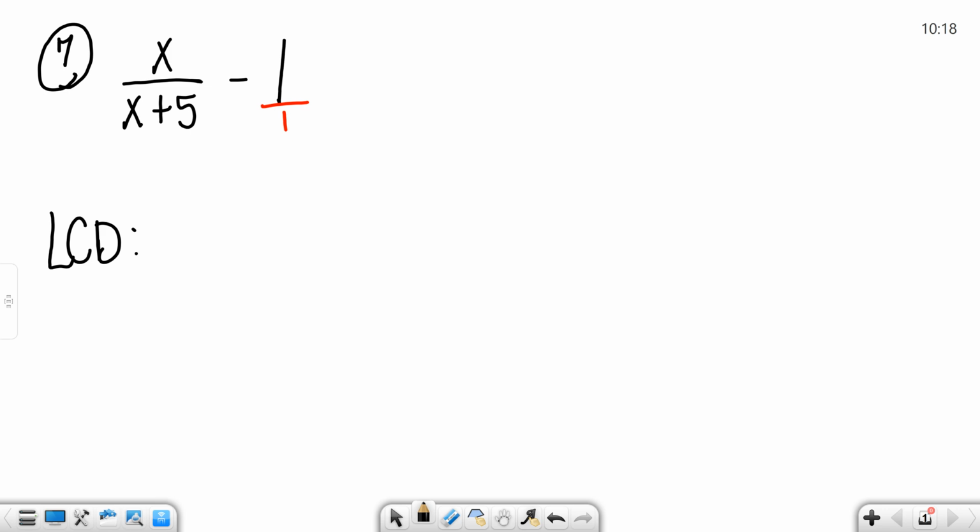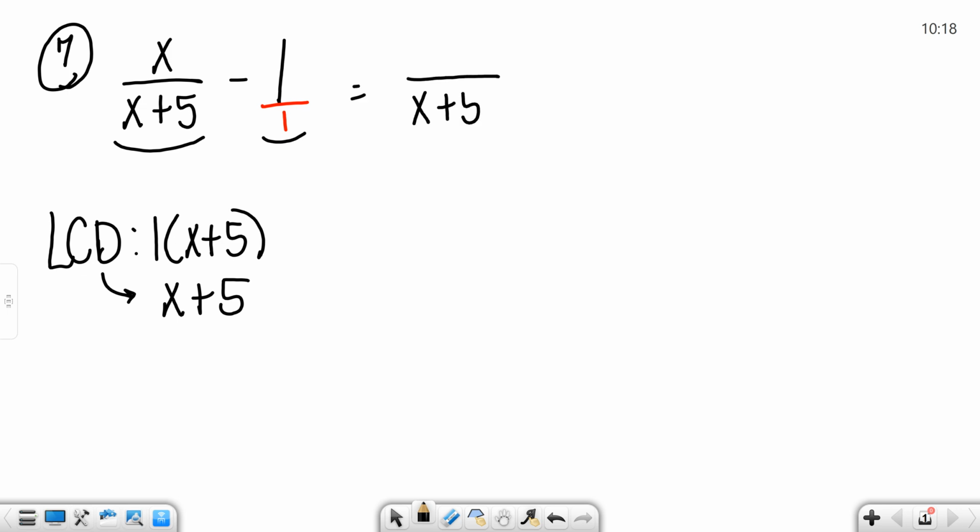They are both already factored, so I take every factor I see. Well, this is x plus 5, and this is a 1. So I take 1 times x plus 5, which is just x plus 5. So that's my least common denominator, x plus 5. Awesome. So that means both fractions will now have that denominator. We have to decide what the numerators are. When I look at this denominator, it did not change, which means its numerator will not change.